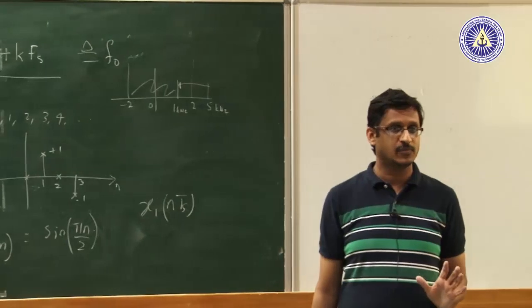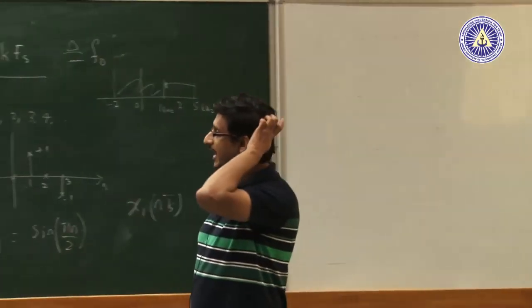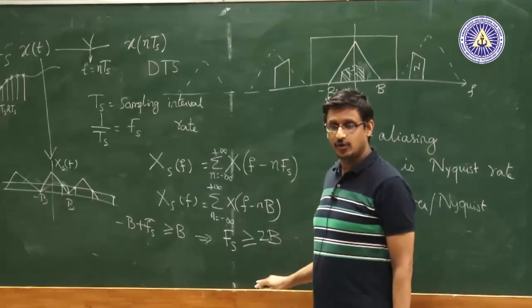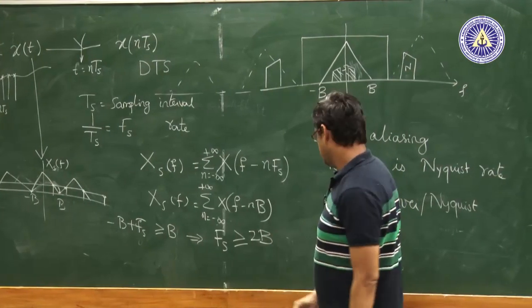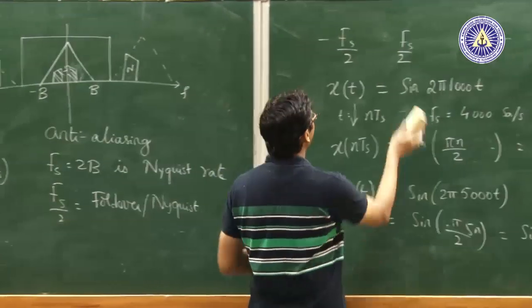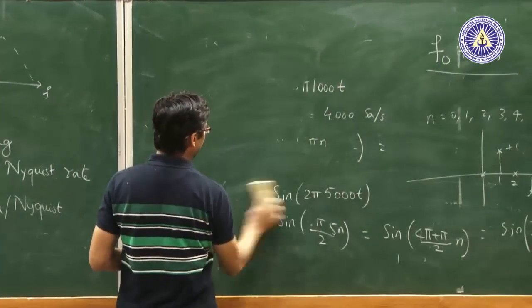Is that okay? So, to avoid aliasing, use anti-aliasing filters to limit the bandwidth and specify the value of Fs clearly. Okay. So, that is the connection between continuous and discrete time signal. There is one very important topic which we will now look at.